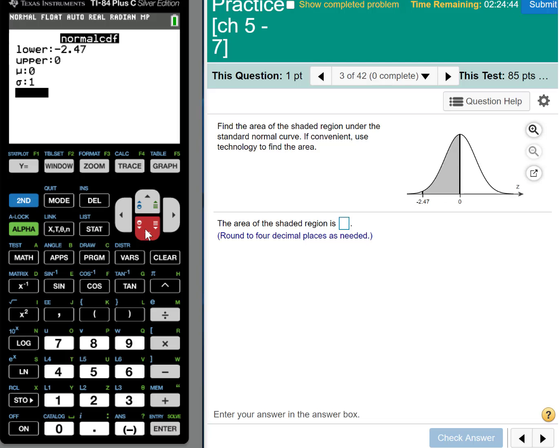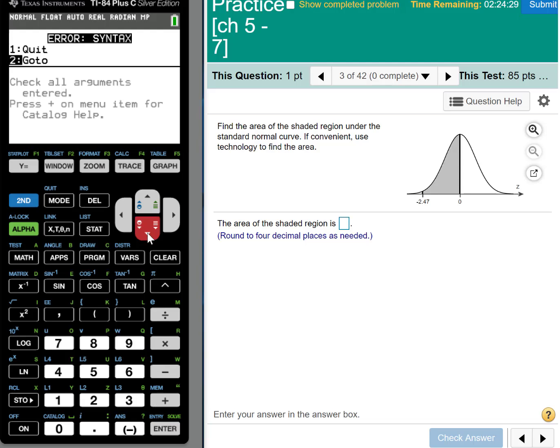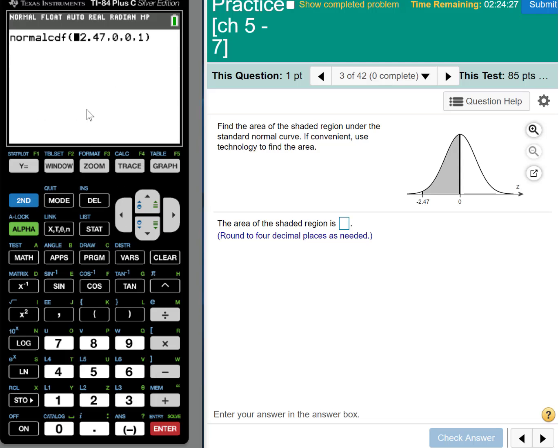If you have a different calculator, guys, you're going to see this normal CDF parentheses. So put negative 2.47 as a lower bound, comma, don't forget the comma, 0, comma, 0, comma, 1, and then press enter. Oh, what did I do here? Oh, I used the subtraction sign, not the negative sign. So this is the negative sign now. Now it's going to work.